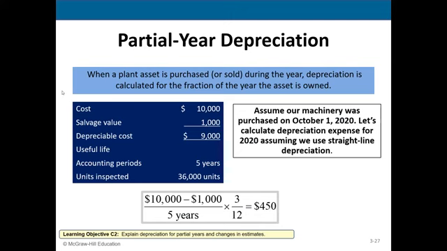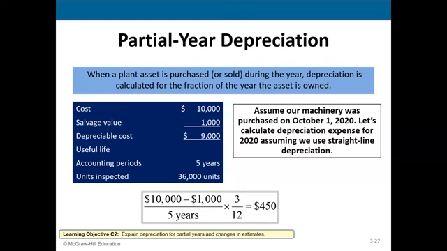So using our same example, let's say, Marlon, we purchased that piece of machinery on October 1 of 2020. I've got to account for October, November, and December, 3 months, in 2020. So how do I do that? I bought it October 1, 2020, put it into use. I've got to account for those 3 months. And then the rest of it will be the same.